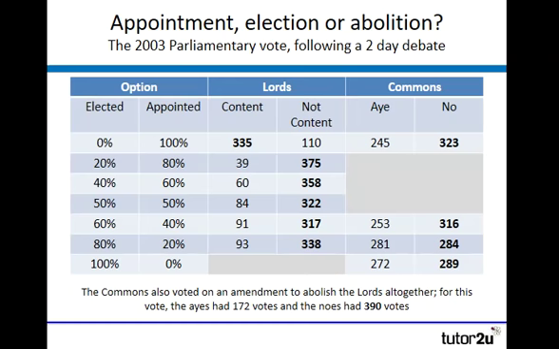It's quite clear that the Lords and the Commons significantly disagreed. The Lords were extremely happy and voted in favour of 100% appointment and 0 people or peers being elected. The Commons, however, voted very much against that position. However, the Commons also voted against every other possible set of proportions that were suggested. The Commons also had that additional amendment, as I mentioned earlier, to abolish the Lords altogether. But again, the ayes 172, the noes 390. So the Lords was there to stay.